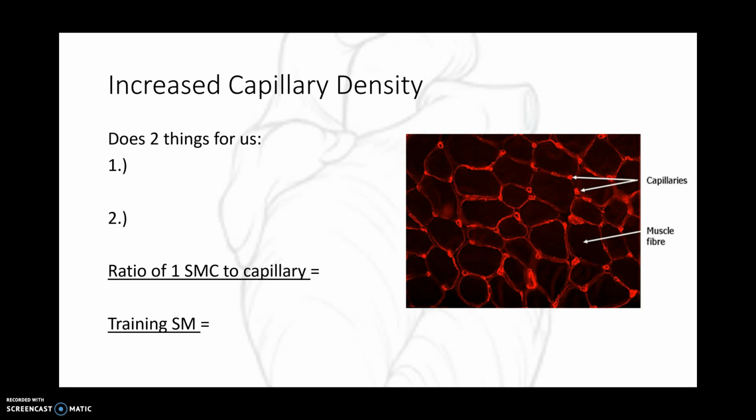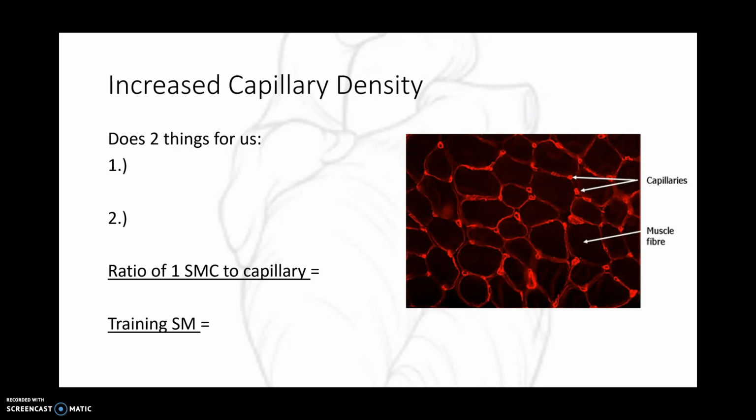So let's talk about this increased capillary density. Having this increase in capillary density does two things for us. One, it increases our diffusible surface area, and two, it decreases our diffusible distance. So that's important, right? Having a 1-to-1 ratio, one capillary per one myocyte, is going to increase our diffusible surface area but decrease the diffusible distance. So the oxygen doesn't have to travel as far. The distance O2 has to travel is dramatically reduced.